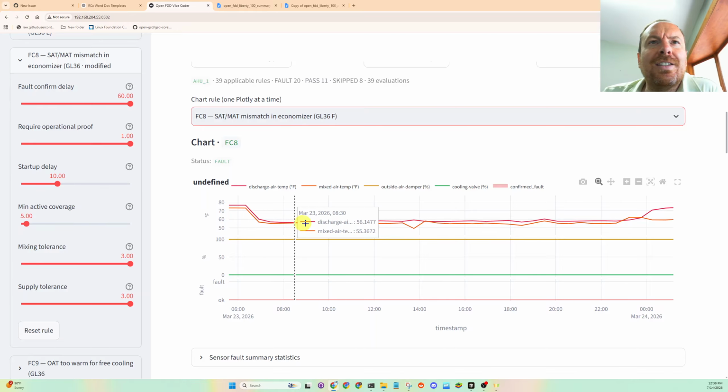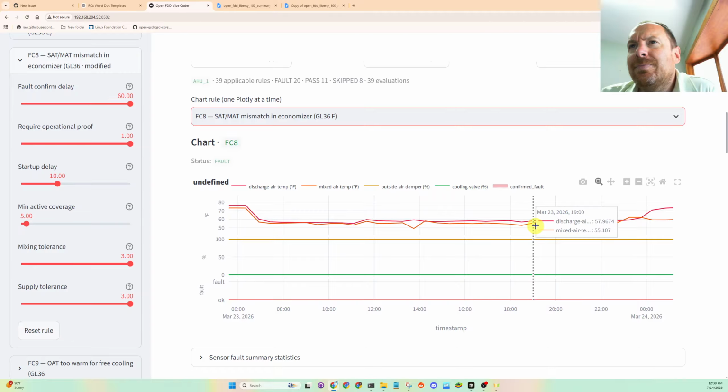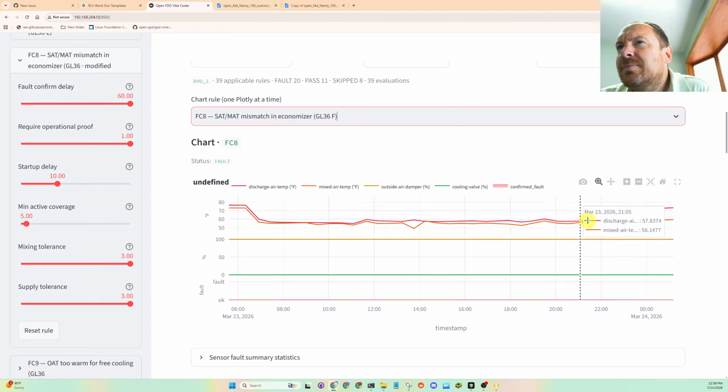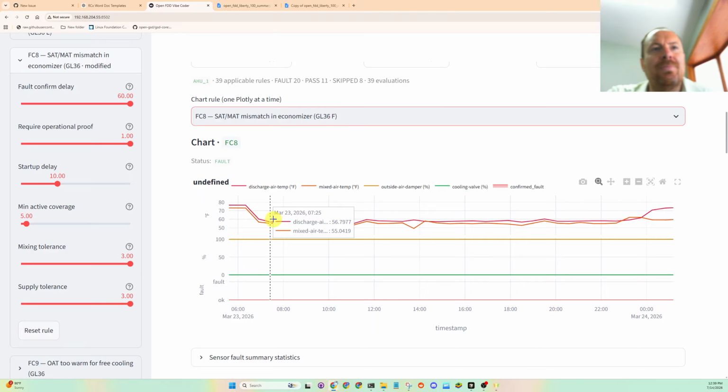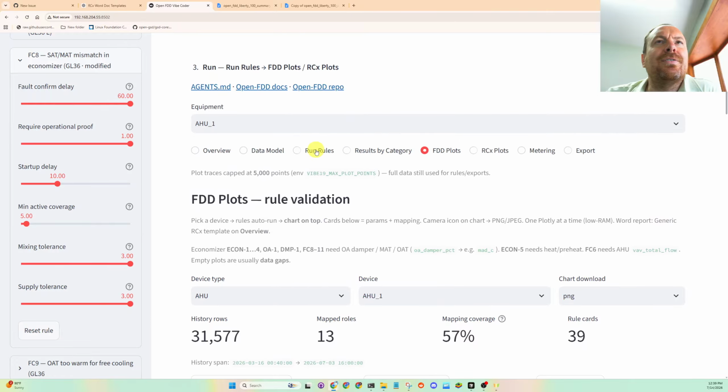Okay, so we can see that these air handling units are tracking each other. And the air handling unit would be almost in 100% free cooling. There's about 2 to 4 degrees between the discharge temp and the mix temp, 2-3 degrees. So the unit has to be in 100% outside air mode here. There's a few things that look really odd.